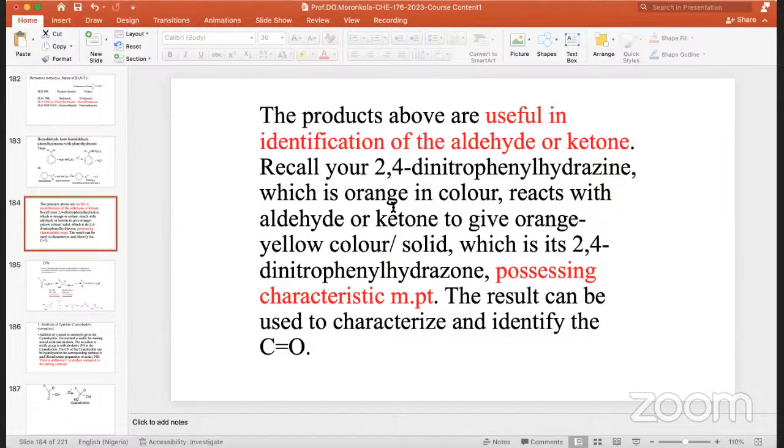So we have it in the lab. It is orange in color. When it reacts with our carbonyl, it gives an orange-yellow solid of 2,4-dinitrophenylhydrazone. Then, taking the melting point of such solid, you can easily prove that the 2,4-dinitrophenylhydrazone has been formed. The results can be used to characterize or identify our carbonyl. We surely do it in your practical 191. That's part of the practicals.